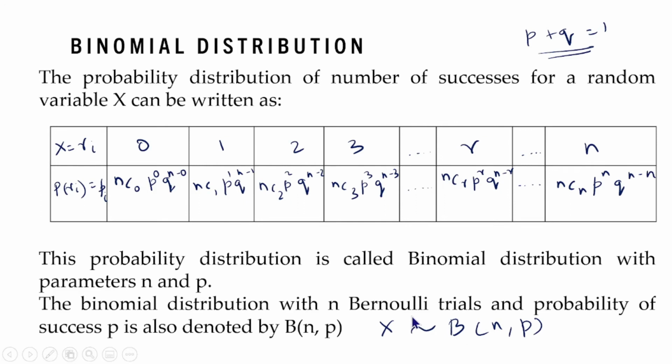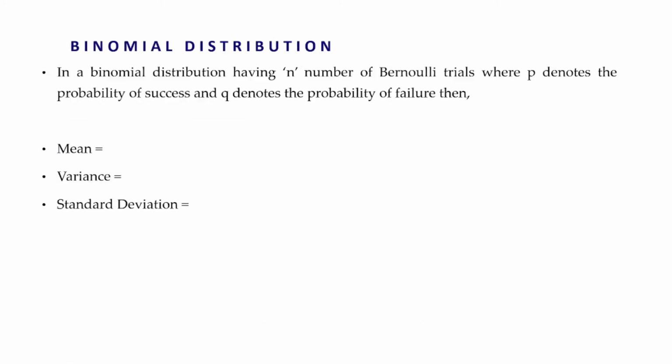I hope this is clear. Now we will see the mean, variance and standard deviation of the binomial distribution. In a binomial distribution having n Bernoulli trials, where p denotes the probability of success and q denotes the probability of failure, the mean is very easy. It is given by np, and the variance of the distribution is given by npq. Standard deviation is the root of variance, so it is the root of npq. I don't think the derivation is required. If we remember this, it is sufficient.